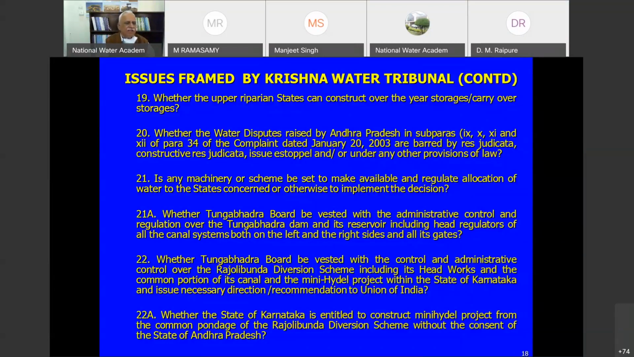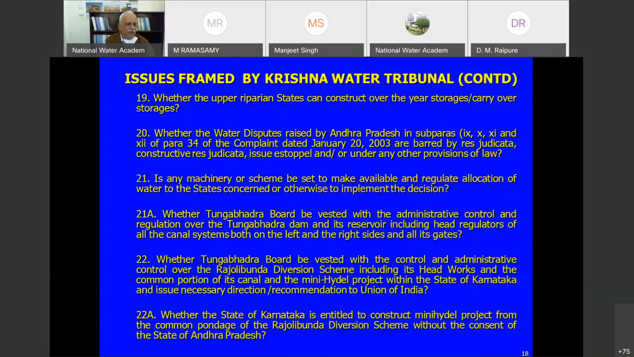Issue number 21A, whether the Tungabhadra Board be vested with the administrative control and regulation over the Tungabhadra dam and its reservoir, including head regulators of all the canal systems, both on the left and right, and all its gates. Issue number 22, whether the Tungabhadra Board be vested with the administrative control over the Rajolibanda diversion scheme, including its headworks and the common portion of its canal and the mini hydel project within the state of Karnataka, and issue necessary directions and recommendations to Union of India.